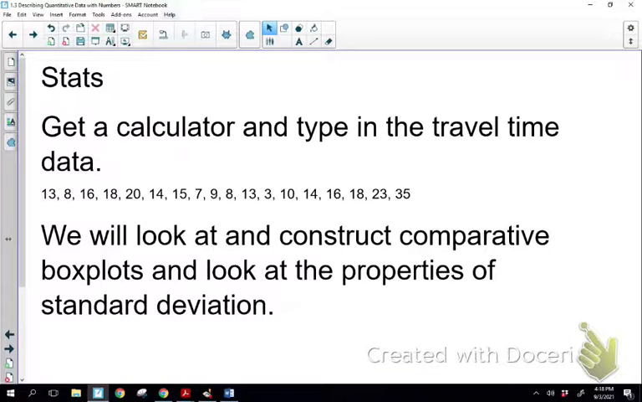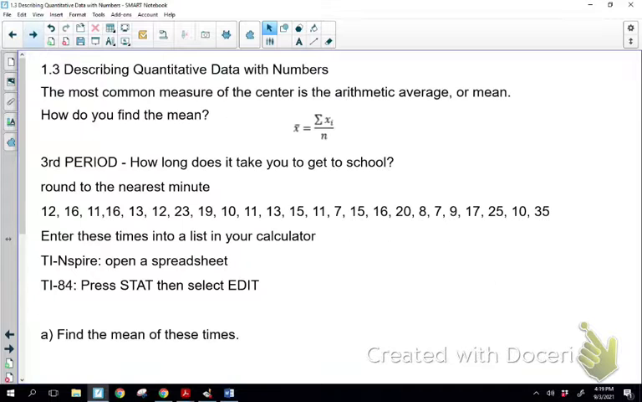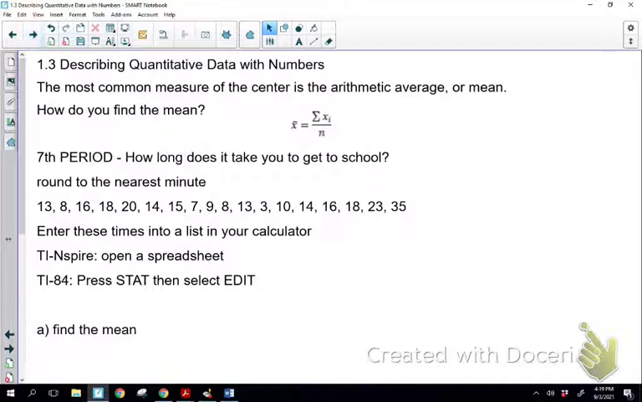Today we looked at standard deviation. This is Friday, September 3rd, and you can see that we were still using our travel time data, this was for, I believe, 7th period. So let me scroll to the standard deviation page. Here it is again, the travel time data.